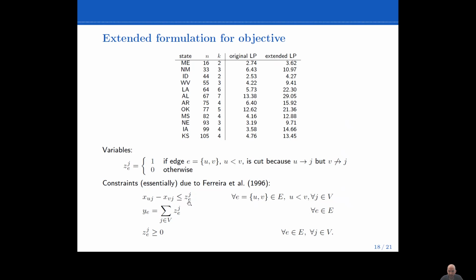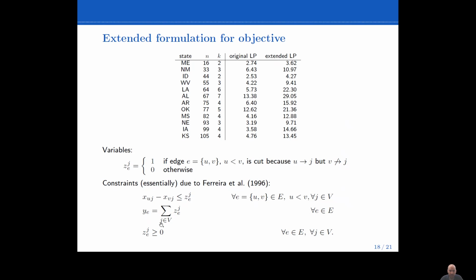So we have a new variable that tells us not just whether the edge is cut, but why the edge is cut. So this variable is 1 if the edge is cut because its incident vertex U is assigned to district number J, or district rooted at J, whichever, but its other incident vertex is not assigned to that same district. So the edge can be cut in many ways depending on which district U is assigned to. Add that up over all the different ways, and that tells you whether or not the edge is cut in total.